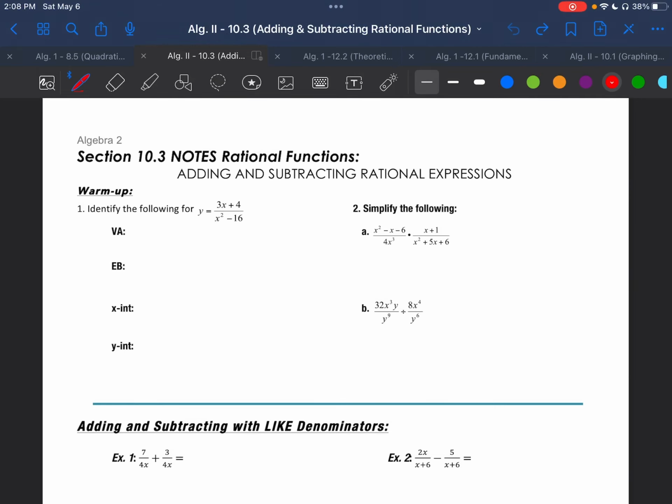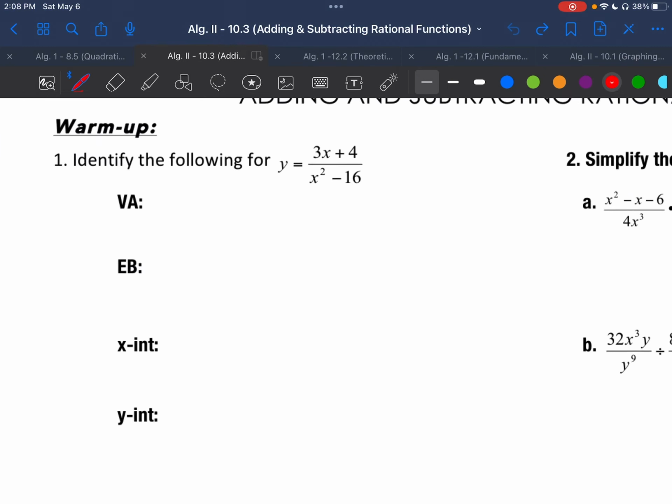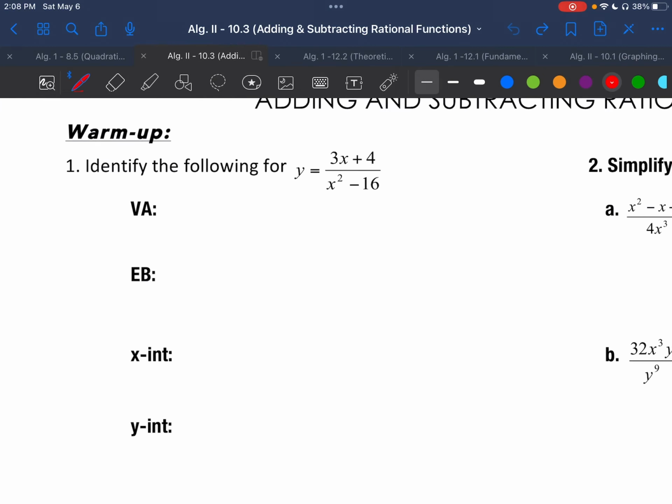Welcome everybody to Algebra 2, Unit 10, Section 3, Adding and Subtracting Rational Expressions. Before we get into the new content, let's go back to some warm-ups from Section 1 and Section 2. From Section 1, identify the following for y equals (3x plus 4) divided by (x squared minus 16).